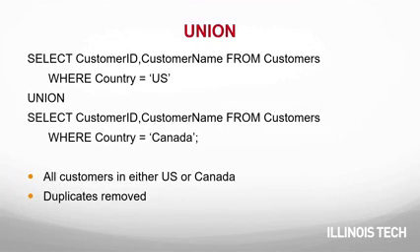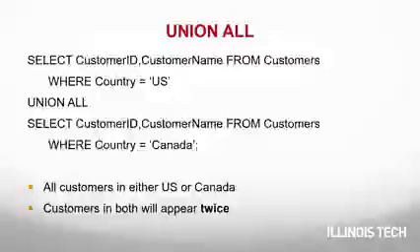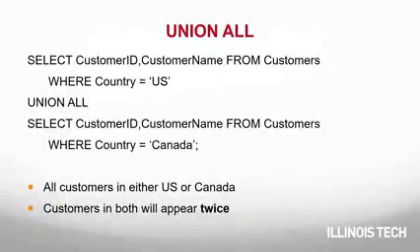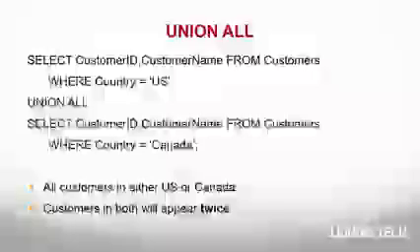Two selects, union, another select. So we're going to find all customers in either US or Canada and remove all of the duplicates. Now, suppose we want to find customers in either the US or Canada, and if that customer is in both the US and Canada, we'd like them to appear twice in the output list. So we see that there's a duplicate. Here we say union all. In this case, we will retain all of the duplicate customer IDs and customer names from both selects. Those customers will appear twice if they come from both lists.